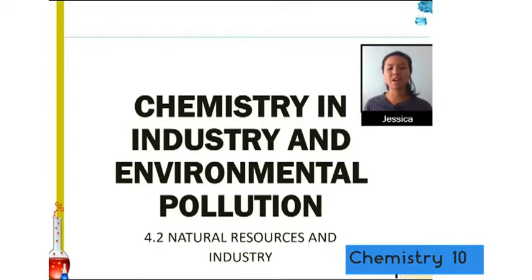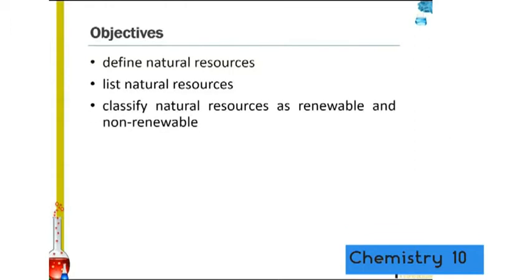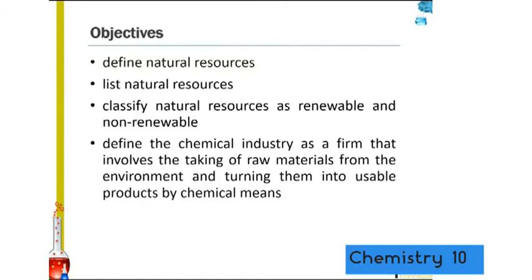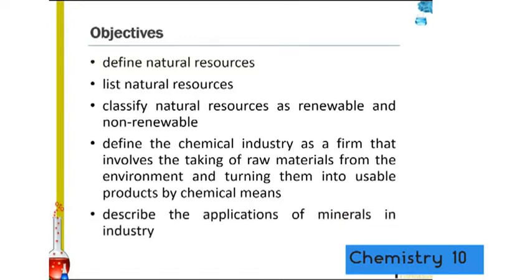Subunit 4.2, Natural Resources in Industry. By the end of this subunit, you'll be able to define natural resources, list natural resources, and classify them as either renewable or non-renewable. You should be able to define the chemical industry as a firm that involves the taking of raw materials from the environment and turning them into usable products by chemical means. And you should be able to describe the applications of minerals in industry.